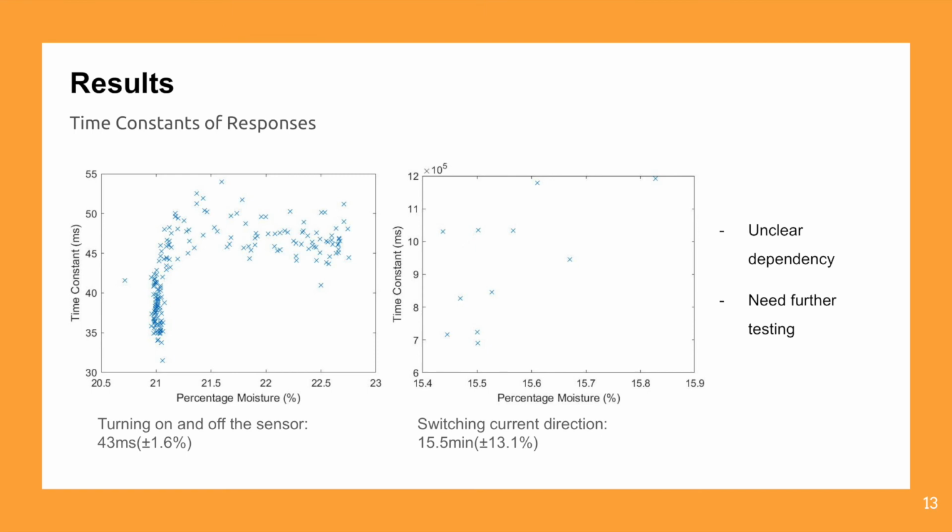After fitting these responses using MATLAB, we found their time constants. Plotting them against the moisture, we got these two plots. On average, turning on and off the sensor has a time constant of 43 milliseconds, and switching the current direction has a much longer time constant of 15.5 minutes. A straightforward way to think about this would be it takes an hour for the value to reach 98% of the steady state.